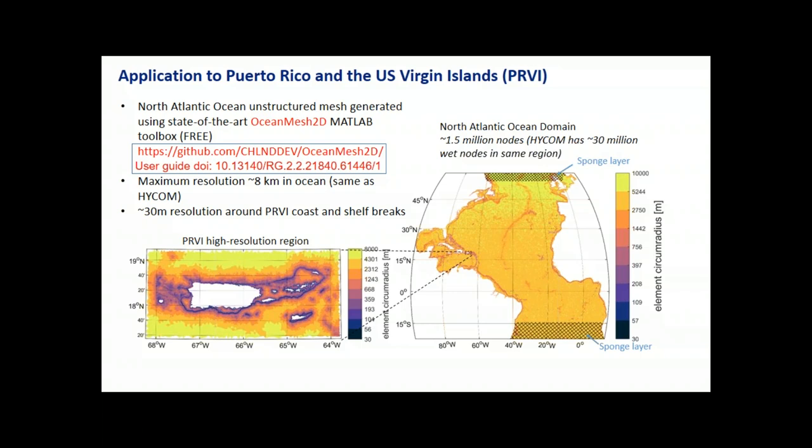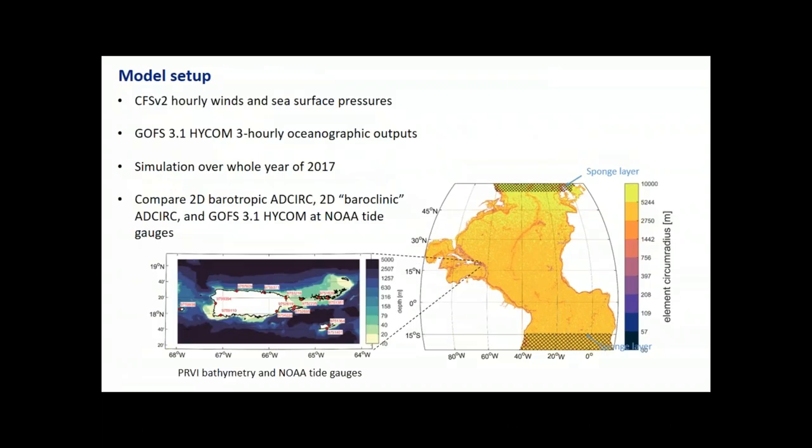This is, by the way, generated by our ocean mesh generator. It can generate a grid like this in a matter of a couple of hours, and it probably goes from about 30 meters or so to about 30 kilometers, and I guess 8 kilometers to match HYCOM, down to 30 meters along the coast. And there's a lot of structure, both in terms of shelf breaks as well as in reef systems, that requires high resolution in order to get accurate answers and accurate wave simulations.